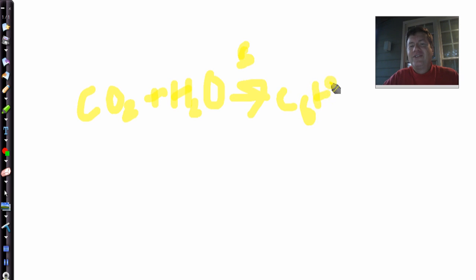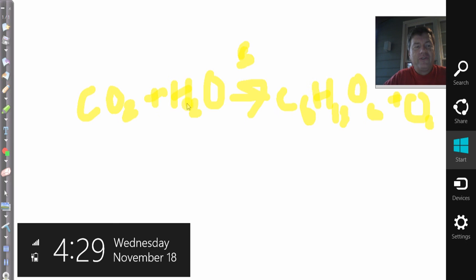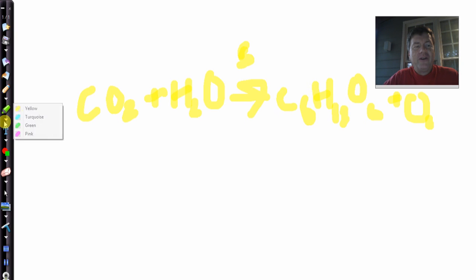Let me just emphasize one more time this component, which is that CO2 and water in the presence of the sunlight, I'll just put an S here, is going to yield C6H12O6, which is glucose, plus oxygen. This is the equation for photosynthesis. I'm going to get a different marker, I promise.